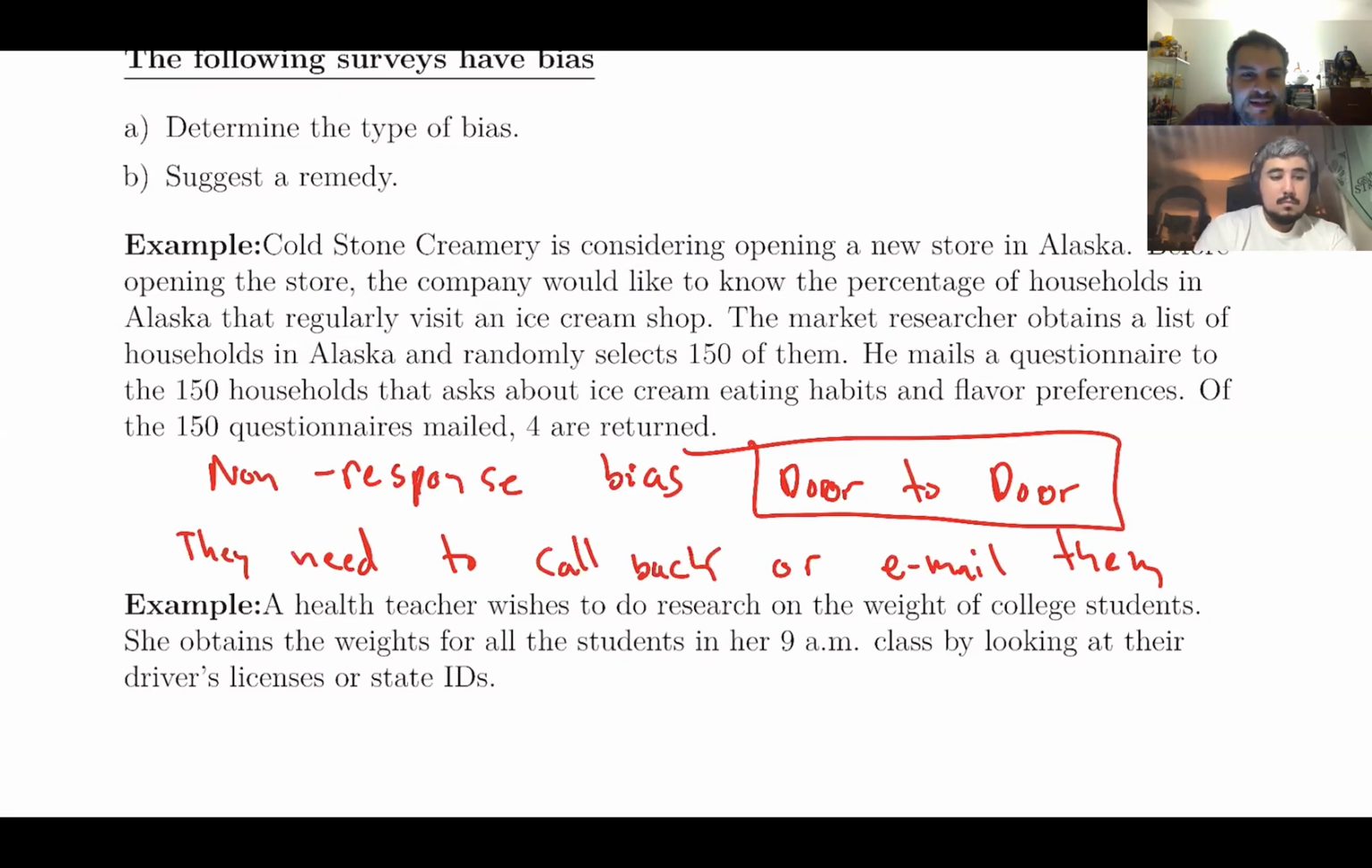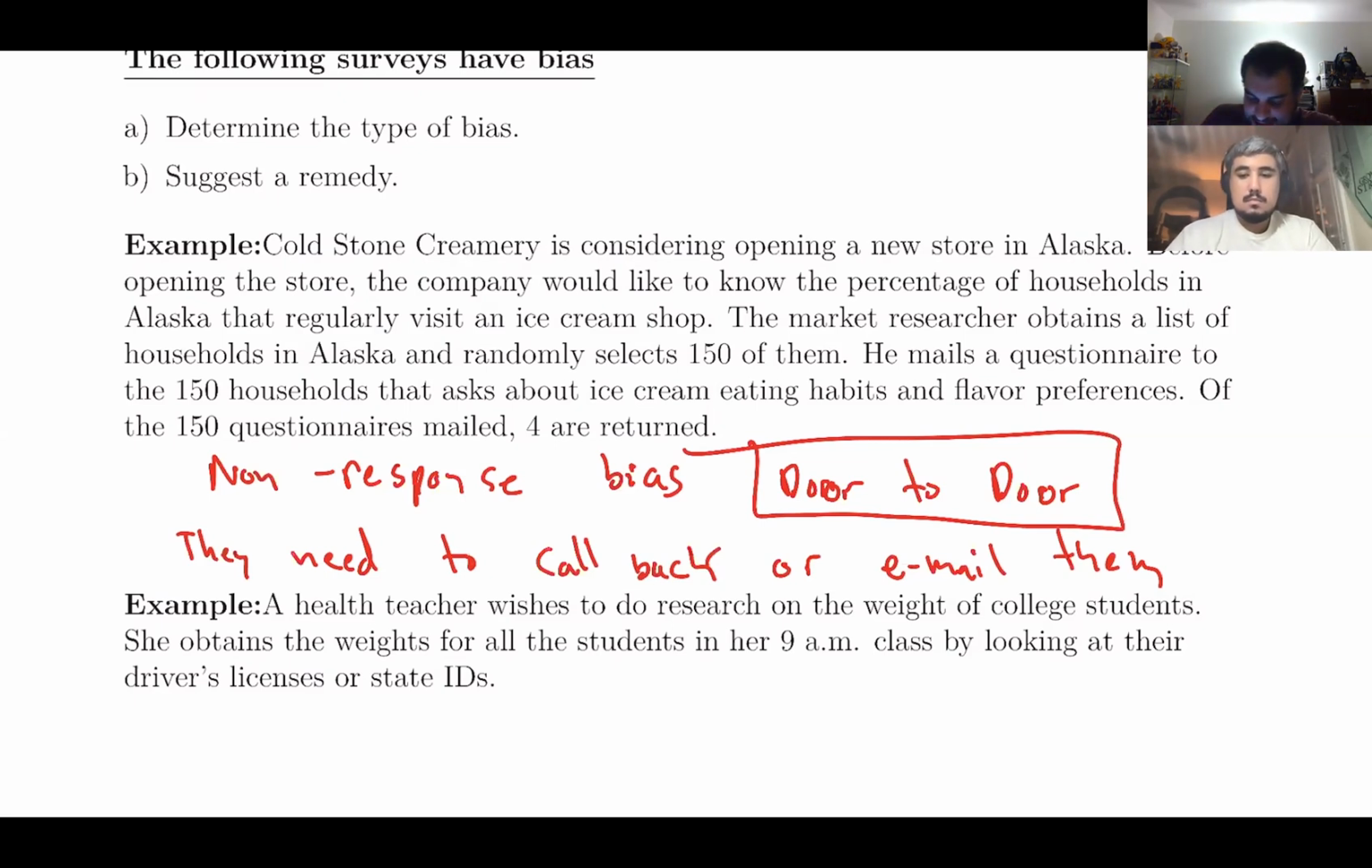All right, let's do the second example. It says a health teacher wishes to research the weight of college students. She obtains a weight for all students in her 9 a.m. class by looking at their driver license or state ID. All right. So what type of bias will we get right here?